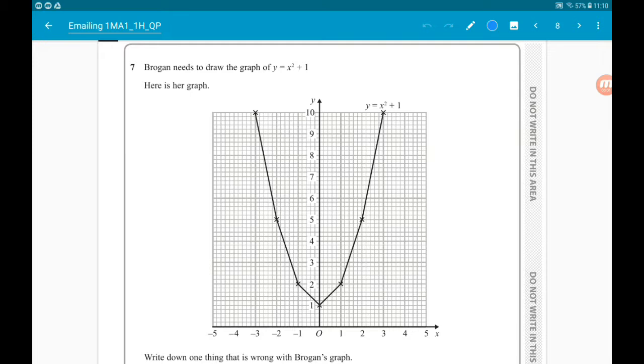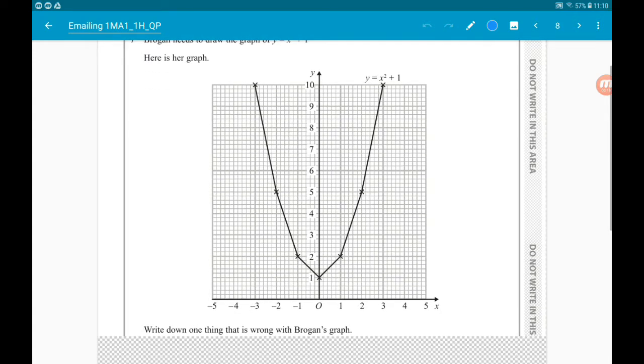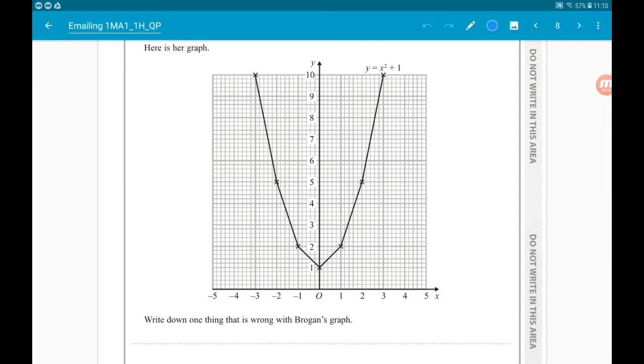Okay, number 7. Brogan needs to draw the graph of y equals x squared add 1. Here is her graph. Personally, I thought Brogan was a dude's name, maybe not. So there's her graph. We want to write down one thing that is wrong with it. That is that she has joined the points with straight lines. She should have freehanded it because it's a curve.